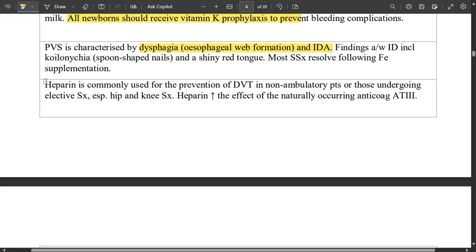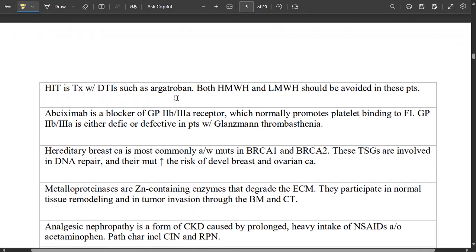Now, heparin is commonly used for the prevention of DVT in non-ambulatory patients or those undergoing elective surgery, especially hip and knee surgery. Heparin increases the effect of the naturally occurring anticoagulant antithrombin 3. The normal anticoagulant in the blood is antithrombin 3, so heparin increases its activity. Therefore, thrombin is decreased, and thrombin means thrombus formation. Thrombus is deep vein thrombosis. So in deep vein thrombosis patients, heparin is used because it increases the effect of antithrombin 3. Easy peasy, lemon squeezy.